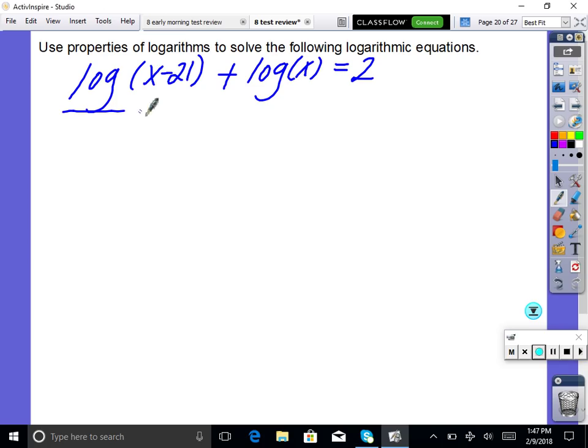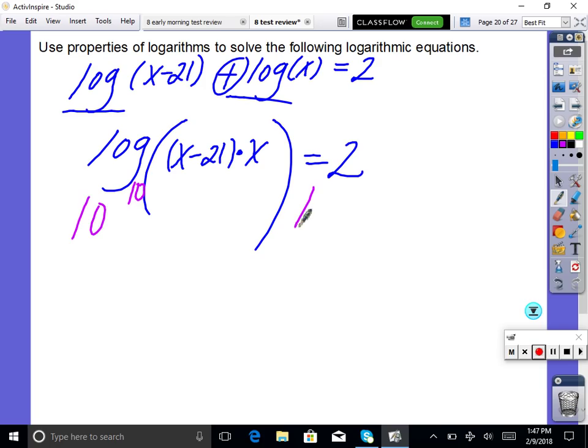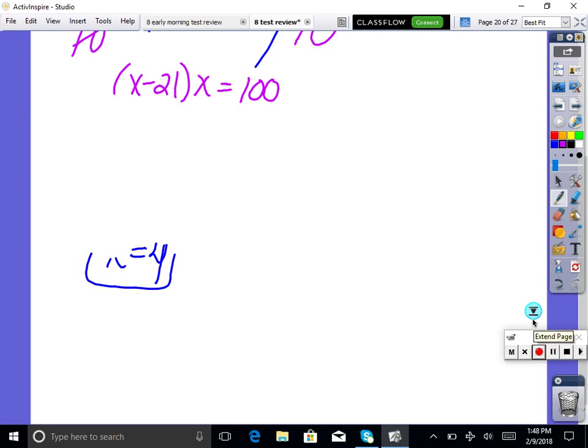So for this problem, we would not be able to undo the logarithms unless there's one logarithm. So when you add, you multiply. So we would have log of x minus 21, and then that's all times x, equal to 2. So now you'd say, okay, I can undo log base 10 by base 10ing both sides. So then that cancels out with that. So we have x minus 21 times x equals 100. 10 squared is 100. So then from there, we would say, how do we solve this?